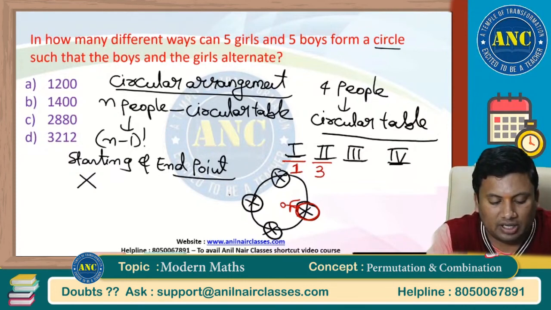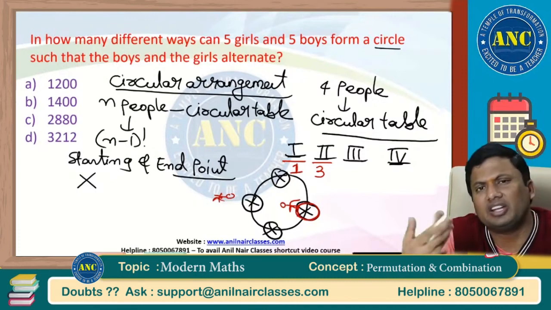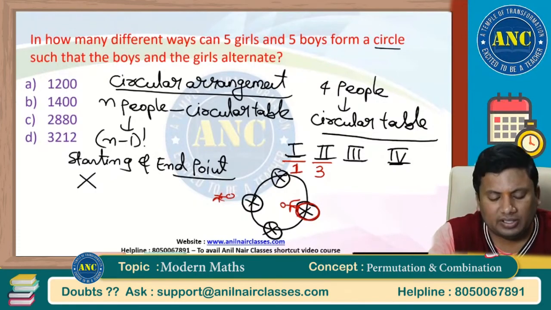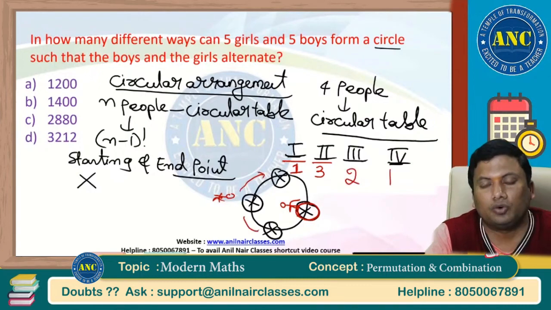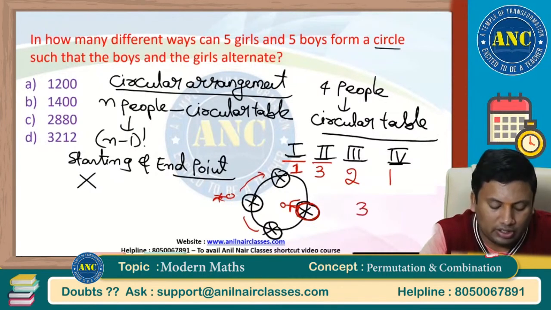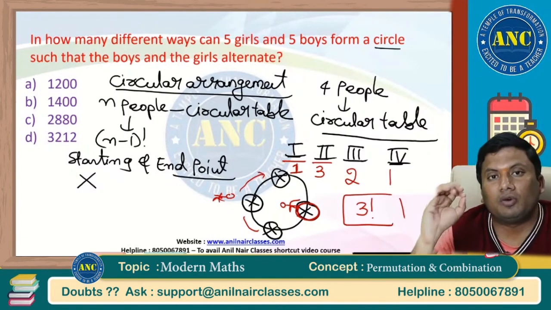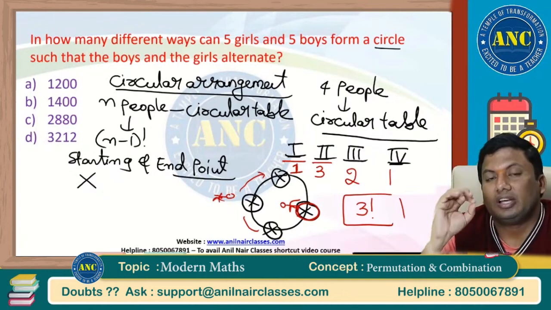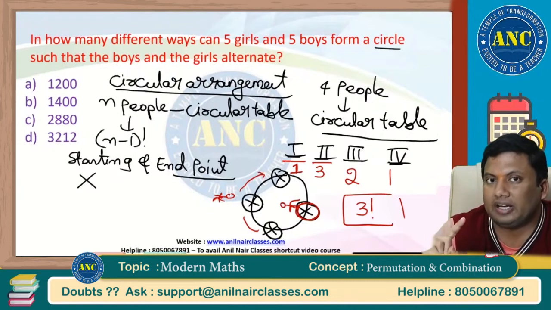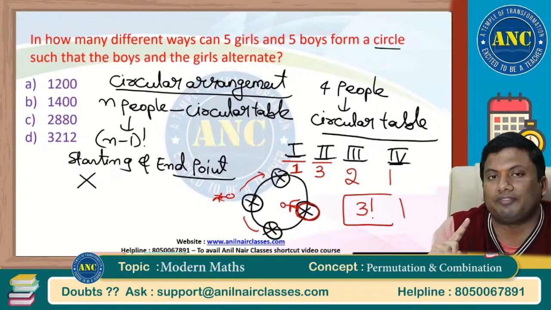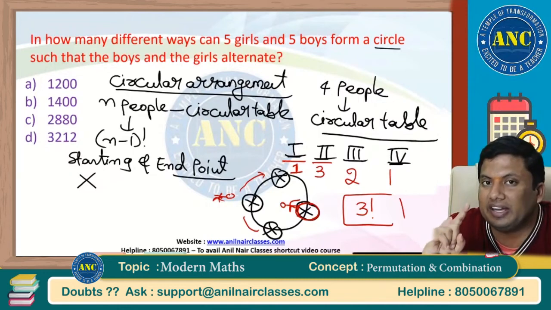So the second person, assume he decides to sit here. For the third person, you can take either the first person or the second person as reference. He can sit either to the left or to the right, so it is 2 into 1. So 1 into 3 into 2 into 1. The answer is nothing but 3 factorial. So from now onwards, if anybody asks, if n people are seated around a circular table, it is n minus 1 factorial, because the first person's starting and ending place is the same.